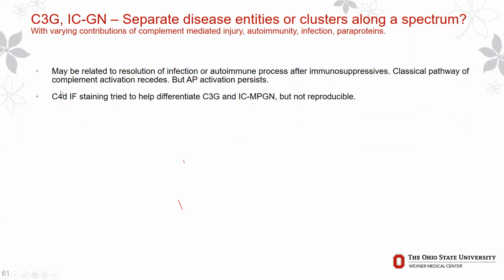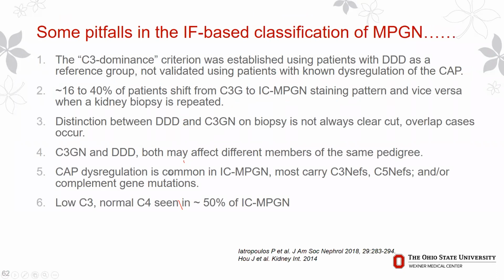People have tried to use C4d immunofluorescence staining to help differentiate between C3G versus immune complex MPGN, but using a larger number of cases, it was not found to be so reproducible. So some pitfalls to begin with in this IF-based classification of MPGN are nicely described in this paper. The C3 dominance criterion was established using patients with dense deposit disease diagnosed on morphology as a reference group. It was not validated using patients who had known genetic abnormalities or dysregulation of the alternative pathway.